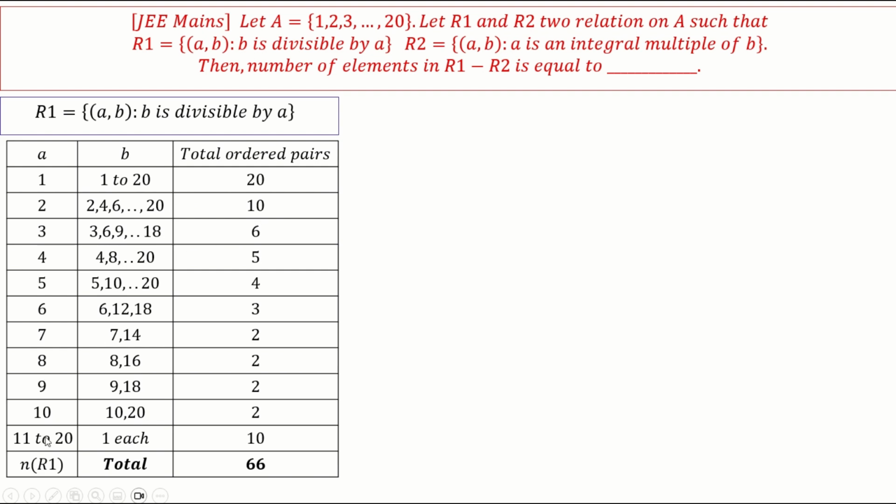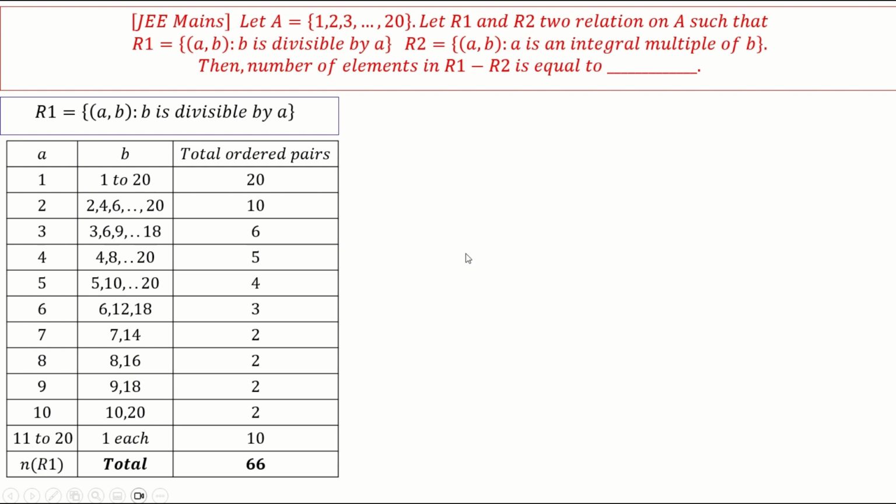4, you have 5. So similarly, you write for all. After 11, you will get only one value for each. 11, 12, 13, 14 up to 20, you will have only one. Same numbers basically. 11 comma 11, 12 comma 12, 13 comma 13, like that. So there are total 10. Total ordered pairs are 66. 66 ordered pairs are there.